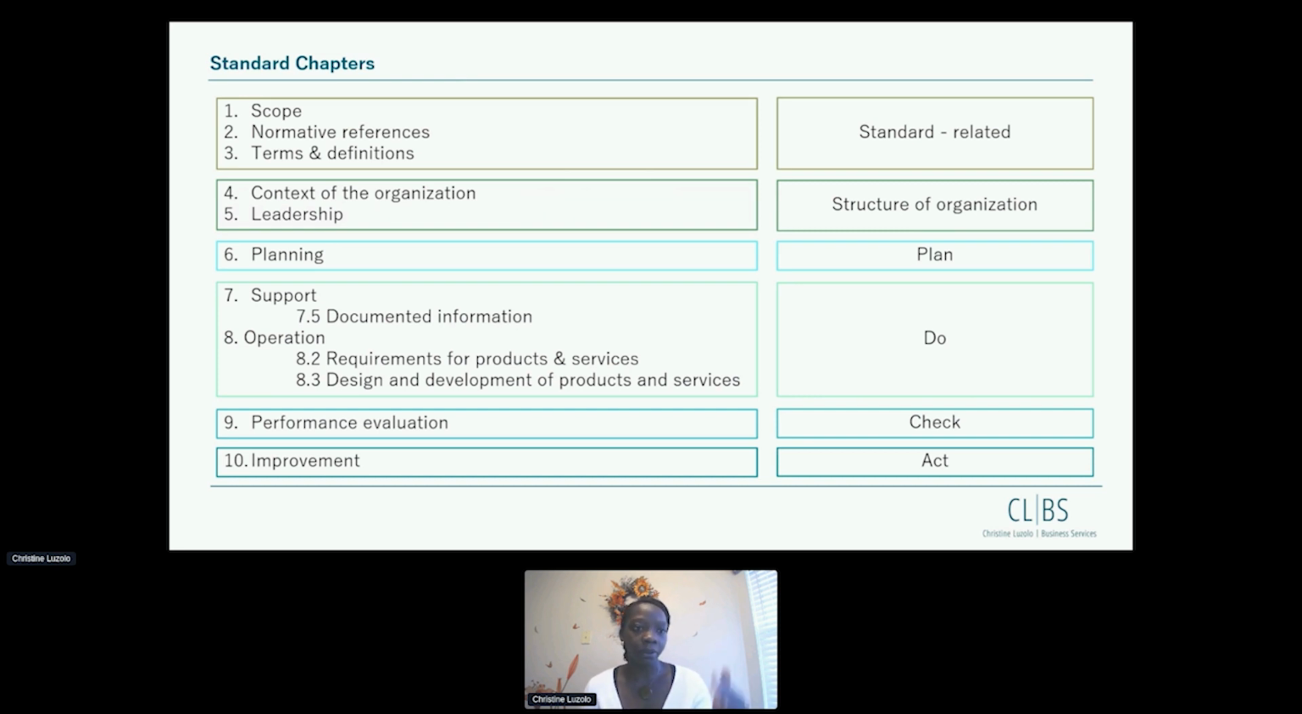And now here you see the chapters from 1 to 10. And this is called the so-called high-level structure. And just for you to know, all the ISO standards that end with a 1, like ISO 9001 for quality management, like ISO 50001 for energy management, like ISO 27001 for information security, all these standards that end with a 1 follow the so-called high-level structure. So they all have the same structure of standard chapters. Even the sub-chapters are mostly the same. In some standards, some sub-chapters just don't exist, but the structure is really the same. So the main chapters are the same, and the sub-chapters are pretty much also the same.